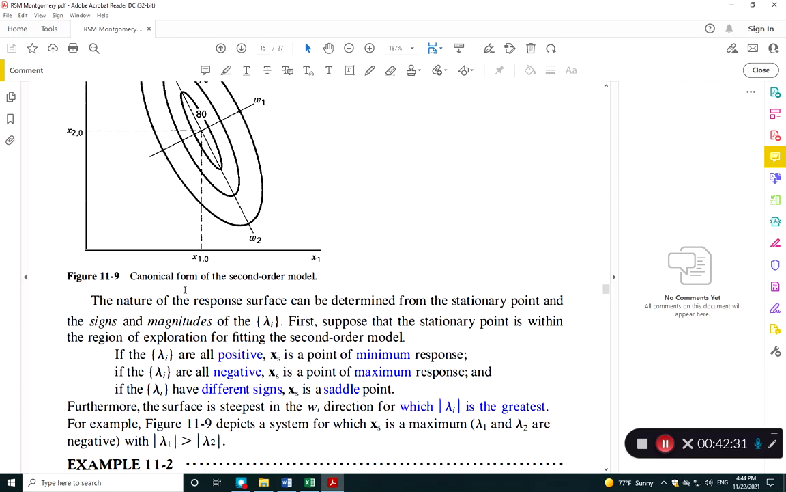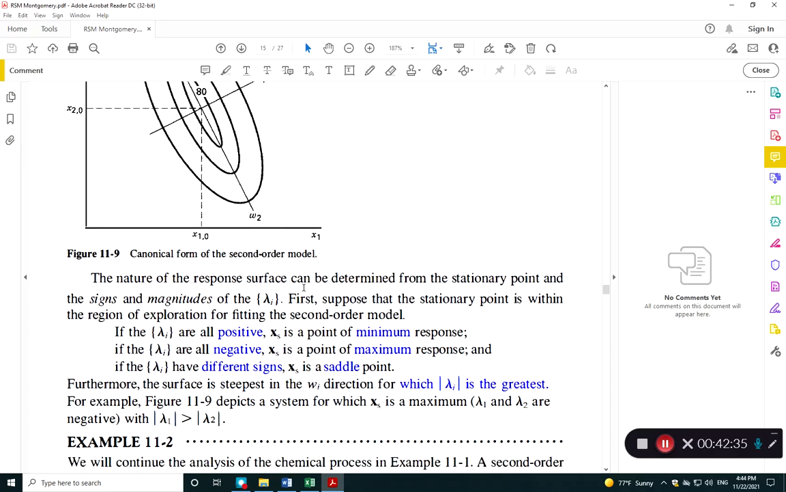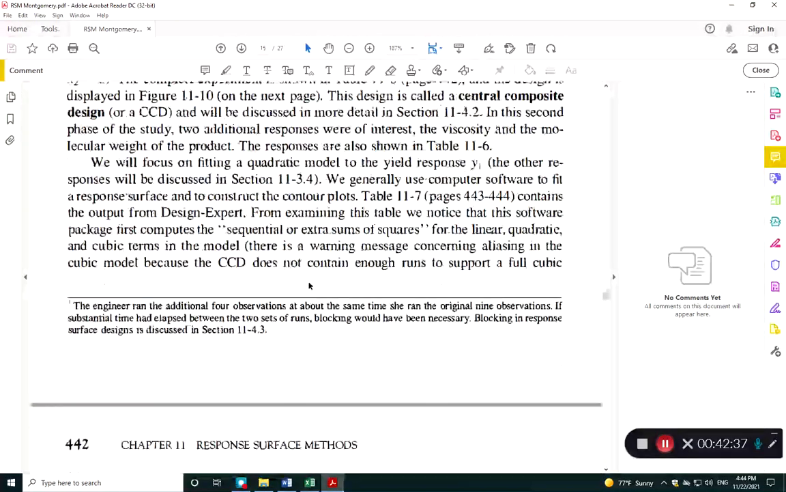If one eigenvalue is positive and one eigenvalue is negative, you know you're reaching a saddle point. Okay? Next.